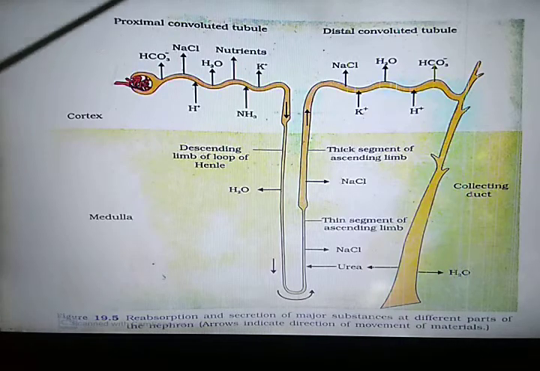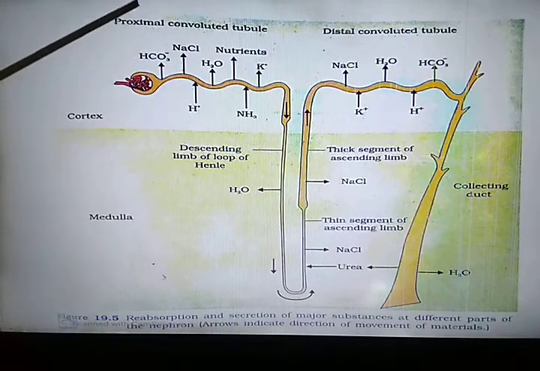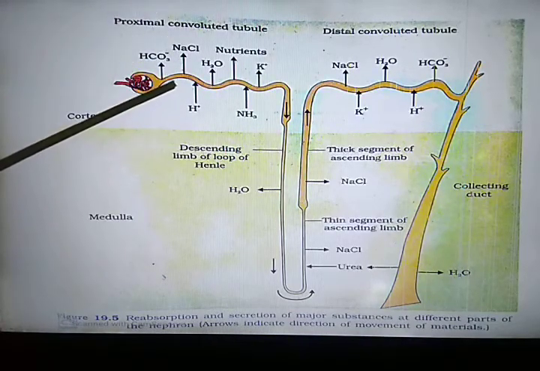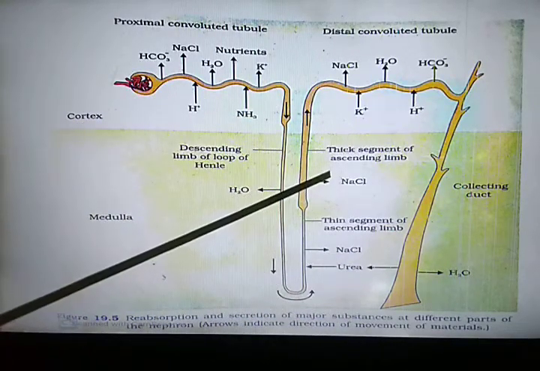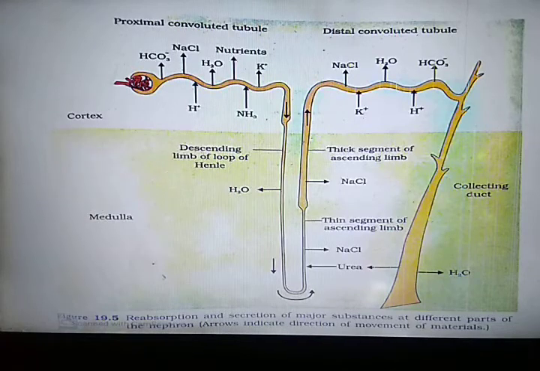What happens in reabsorption is that the tubular epithelial cells in different parts of the nephron perform reabsorption by two main processes, that is, active transport and passive transport. I hope you remember passive and active transport, which you have studied in class 9th.